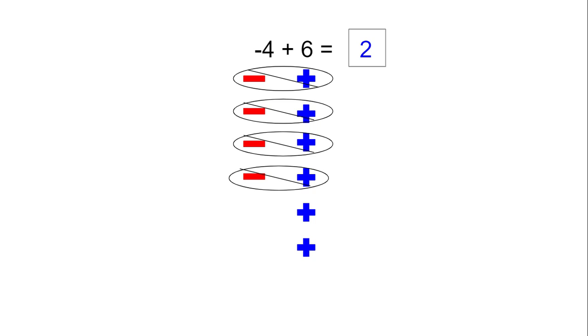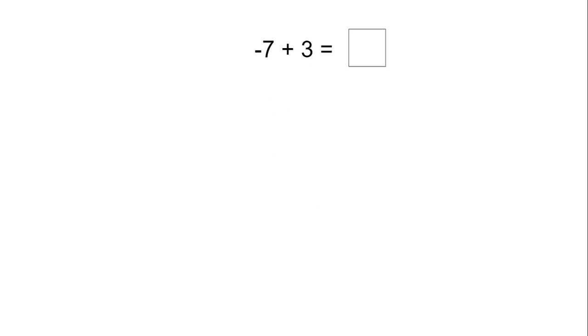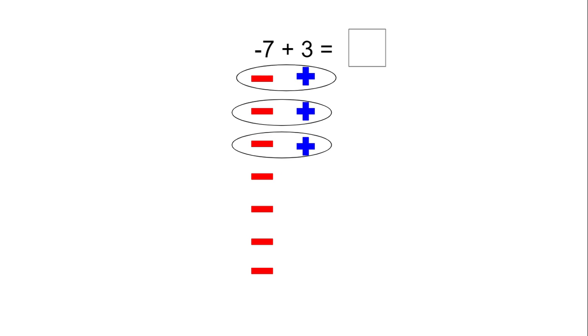Now let's try one more. Let's try -7 plus 3. I have 7 negatives there on the left, and then I'm going to add 3 positives. And then I'm going to circle my 0 pairs. Again, each of those pairs makes 0. And once I have removed those 0 pairs, I have 4 negatives left over. So my answer to -7 plus 3 is -4.